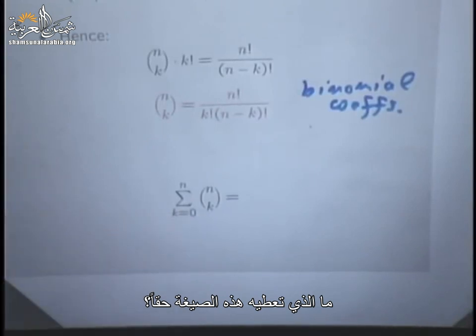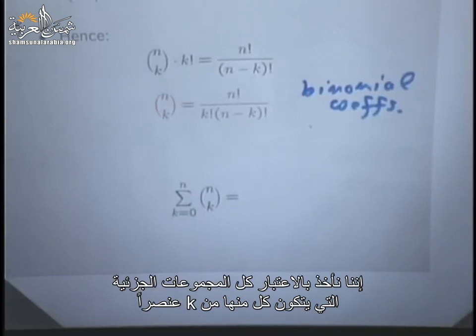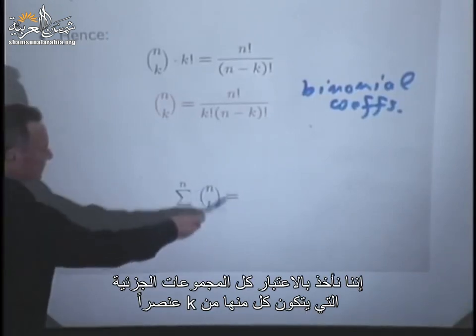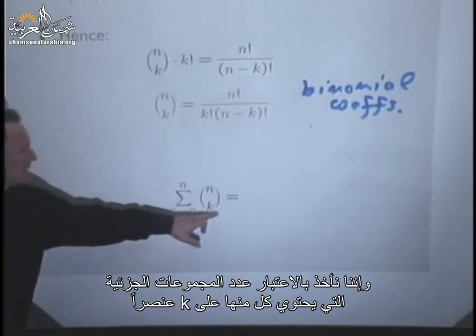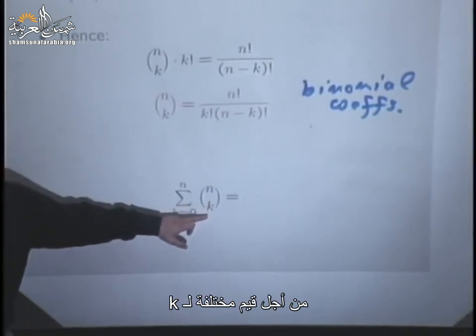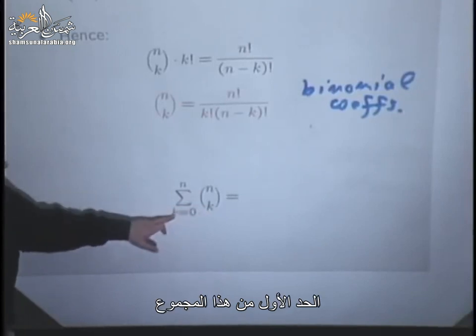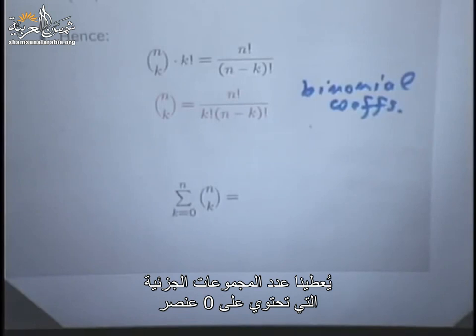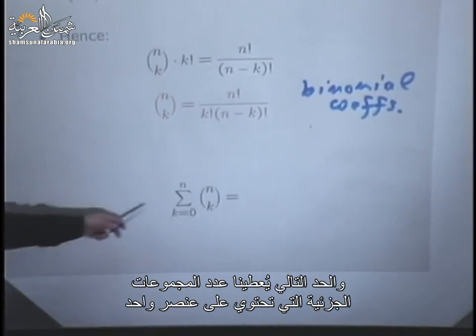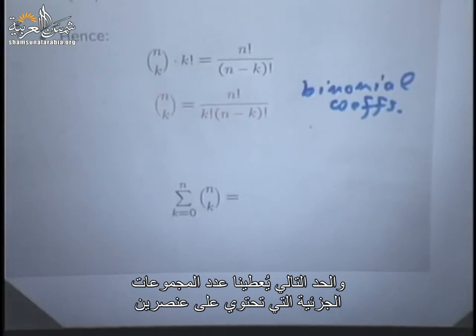What does this really do? What does that formula count? We're considering k element subsets. That's this number. And we're considering the number of k element subsets for different choices of k. The first term in this sum counts how many 0 element subsets we have. The next term in this sum counts how many 1 element subsets we have. The next term counts how many 2 element subsets we have.